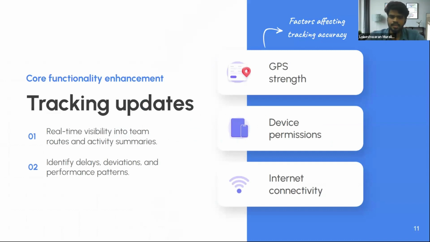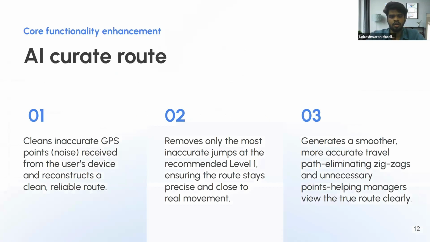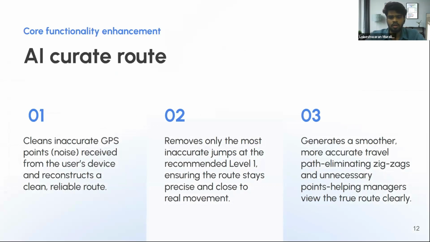To handle these challenges, we have introduced AI accurate route. AI accurate route cleans inaccurate GPS points and reconstructs a smoother and more reliable travel path. At level 1, only highly inaccurate jumps are removed, keeping the route close to the real movement while improving clarity.